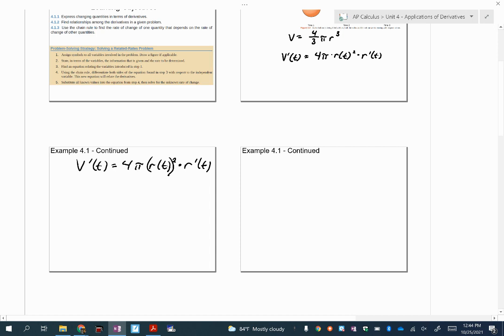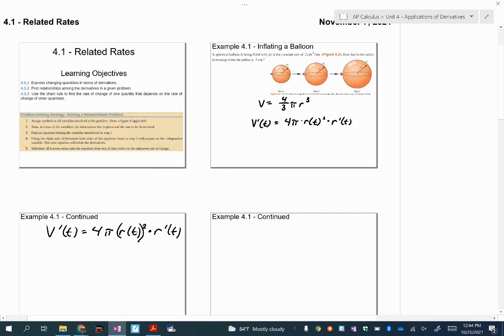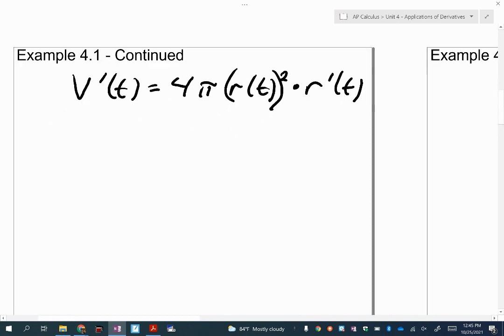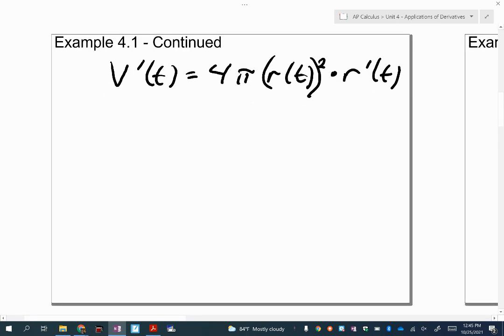So essentially what I want to do here is use something from the beginning of the problem, where it said that the balloon is being filled with air at a constant rate of 2 cubic centimeters per second. So this is affecting the volume, and the volume is being increased at a rate of 2 cubic centimeters per second. So I'm going to substitute where it says v prime of t, because that's the change in the volume with respect to time. I'm going to replace it with my 2 cubic centimeters per second right there.